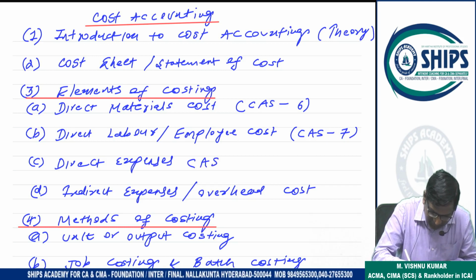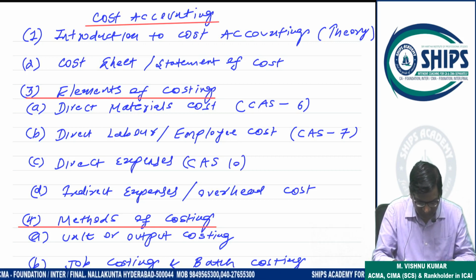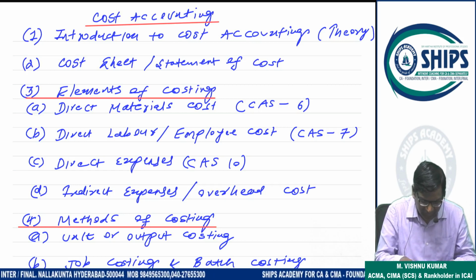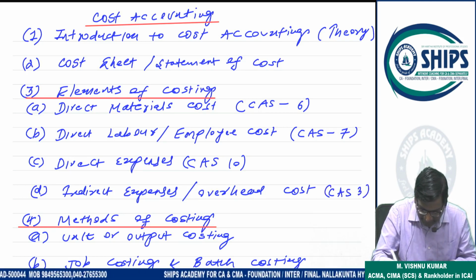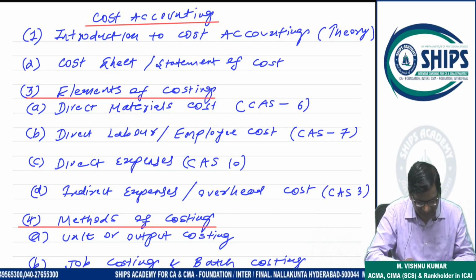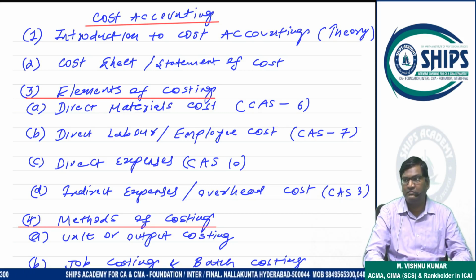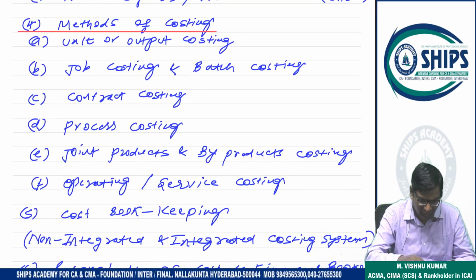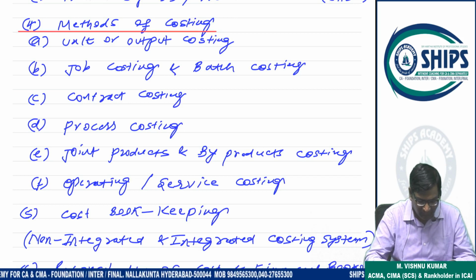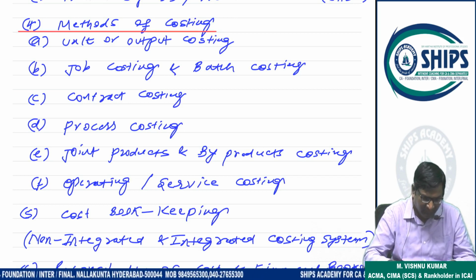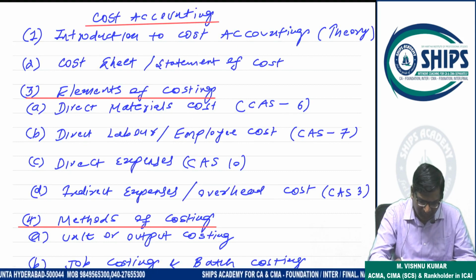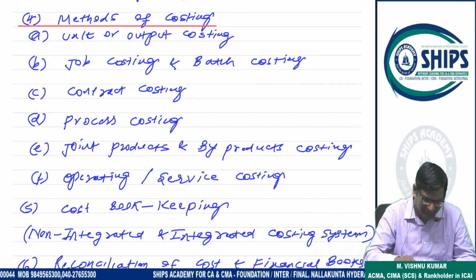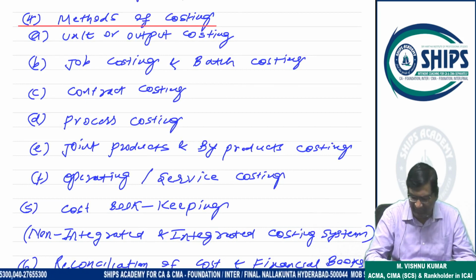This is cost accounting standard 10. Overheads is cost accounting standard 3. So elements of costing noted. Now methods of costing. Methods of costing, you have unit or output costing. So unit or output costing and cost sheet is the same topic, so separately we will not discuss this. So by default the questions will be similar. So in cost sheet and unit or output costing, you have the same questions.